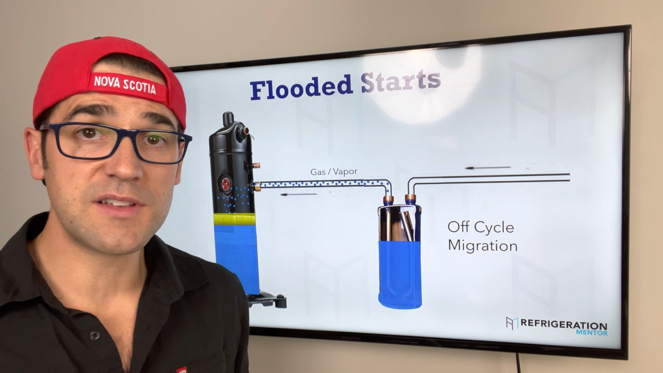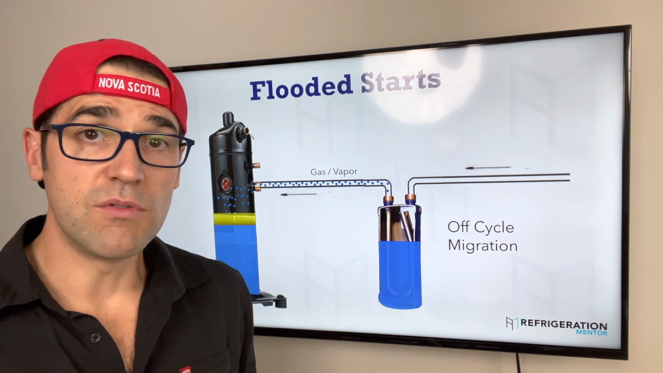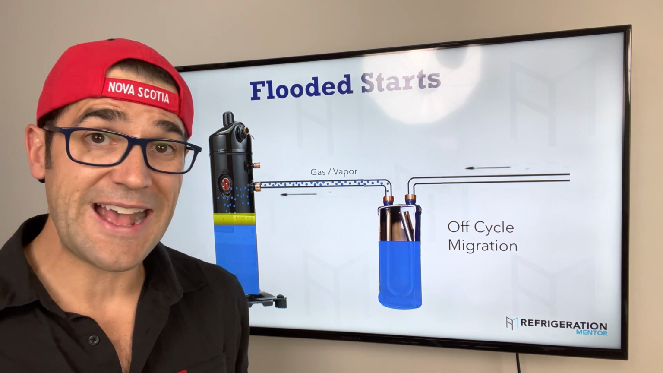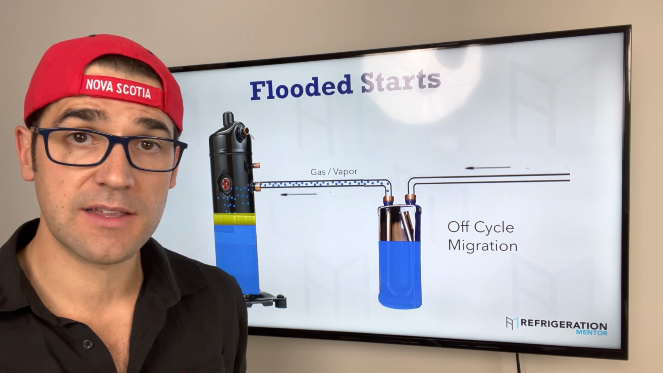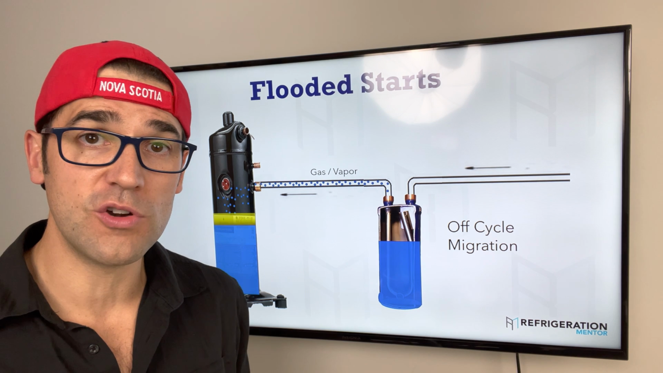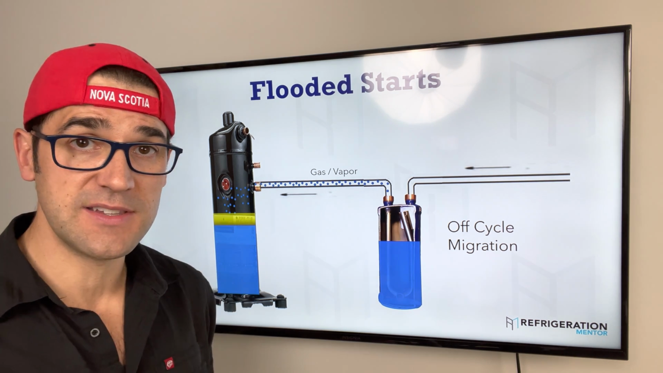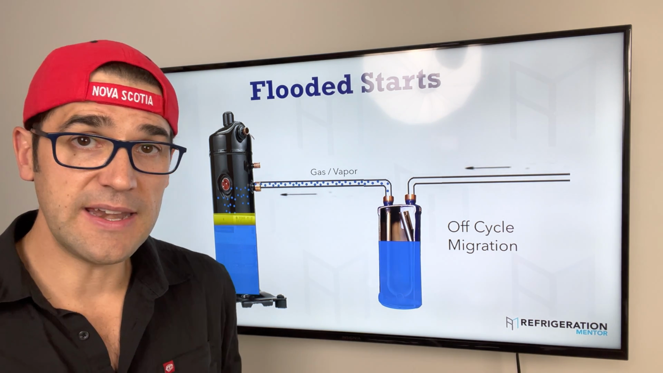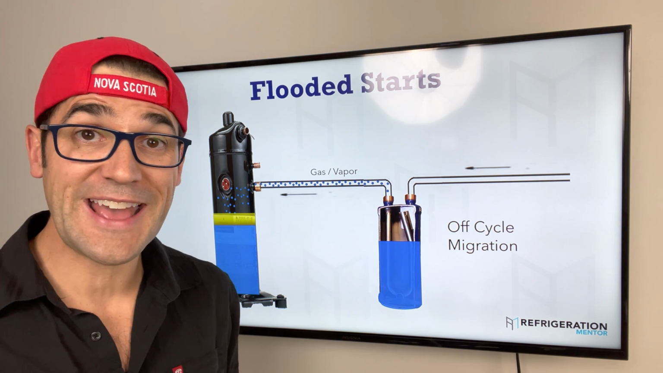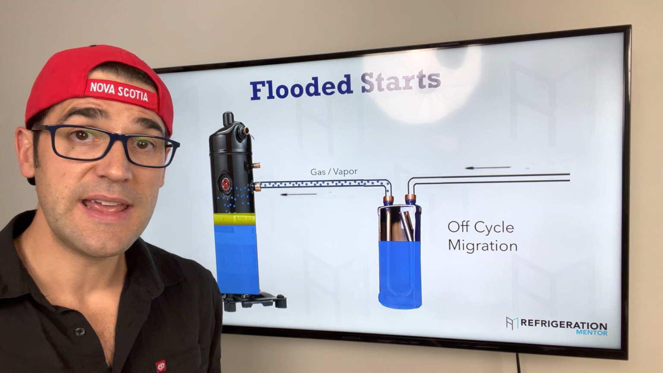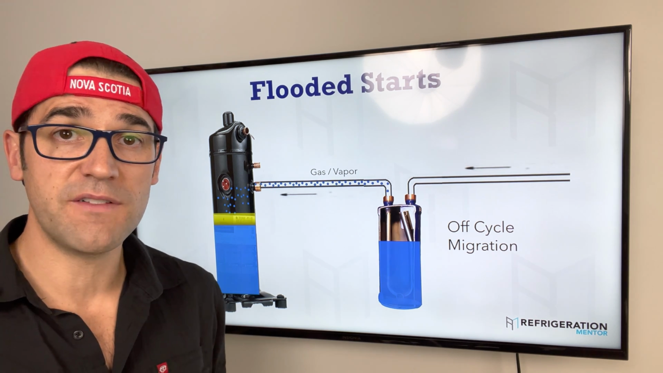Flooded starts are caused by refrigerant traveling through the system as a gas or as a vapor, making its way inside to the compressor, and it absorbs into oil or stratifies into oil, as you can see in this picture back here. Anytime that system is off and there's an opportunity for that gas to make it back to the compressor and that compressor starts up, that is considered a flooded start.